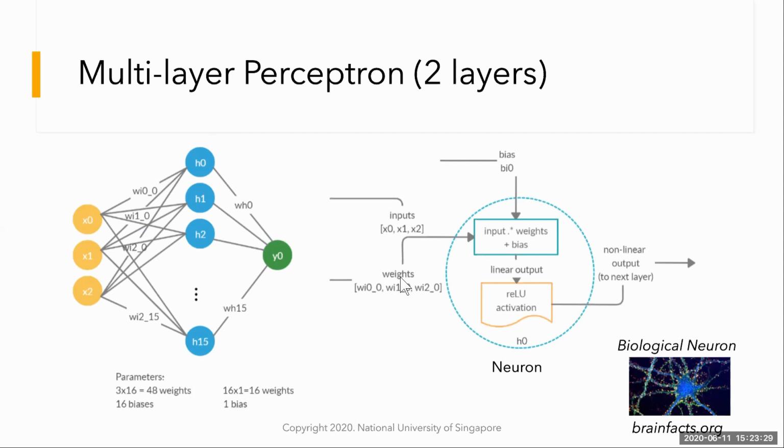Sorry, I fed in the inputs. Now the weights, there are 3 of them: 0, 1, 2. Where do they come from? They are assigned to each of the connections. There are 3 connections to H0, right? So each one has a weight associated with it.